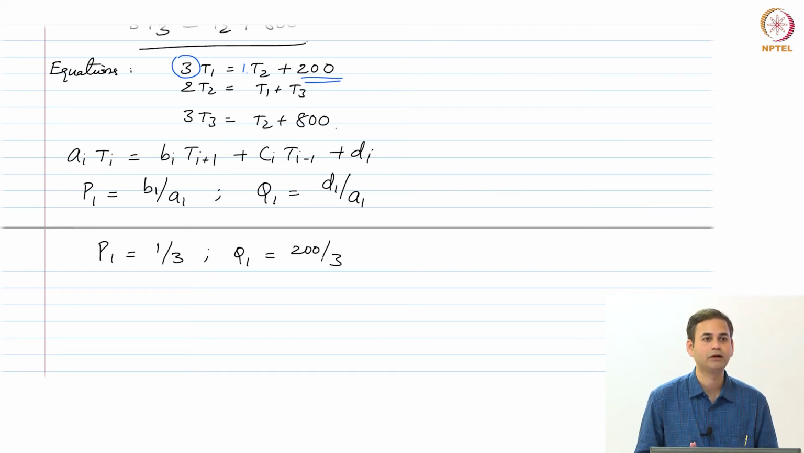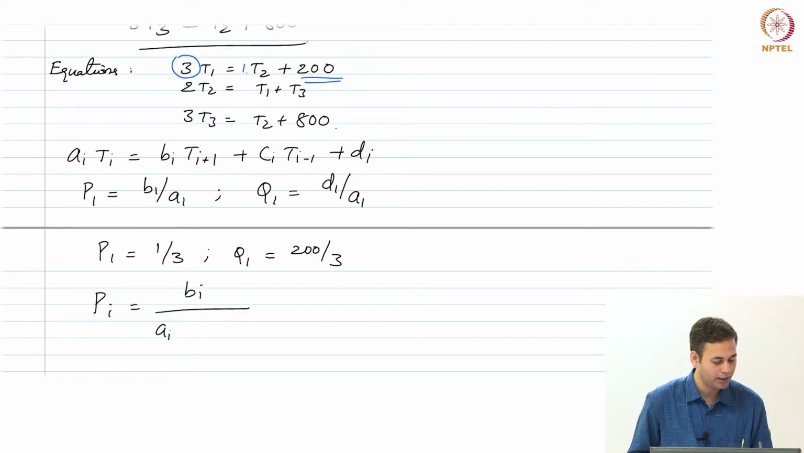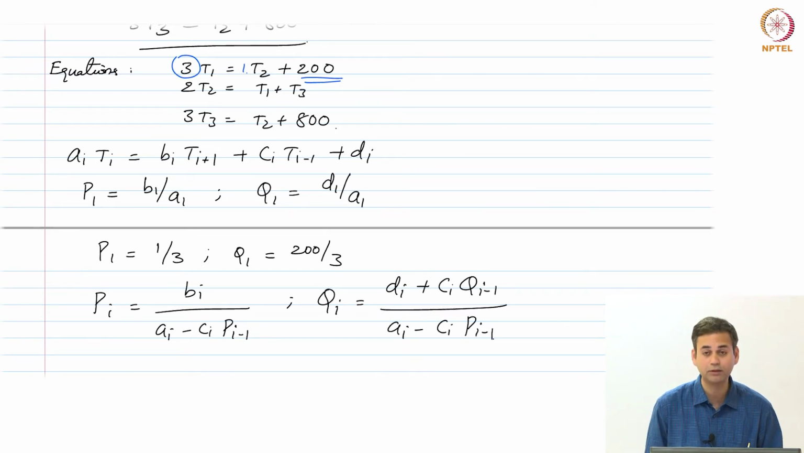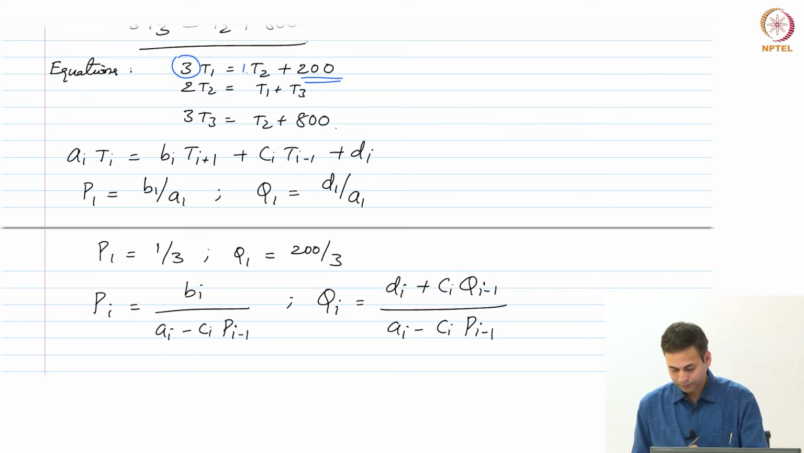What is the next step in TDMA? Calculate Pi, Qi, essentially. So, what is the relation? Pi equals Bi upon Ai minus Ci Pi minus 1, is that correct? And then what is Qi? Qi equals Di plus Ci Qi minus 1 upon Ai minus Ci Pi minus 1, is that correct? Can you look it up from your notes and confirm? Yeah, that is correct.